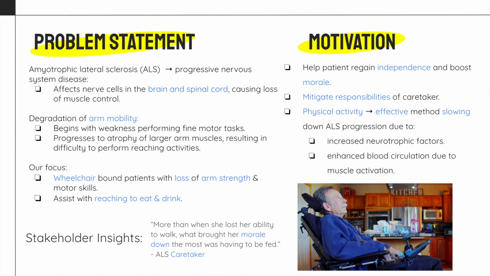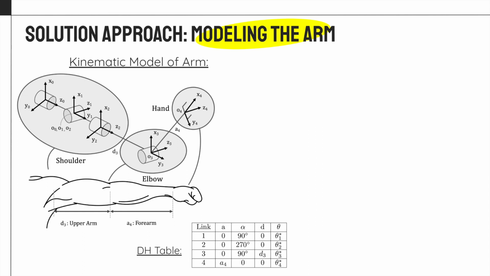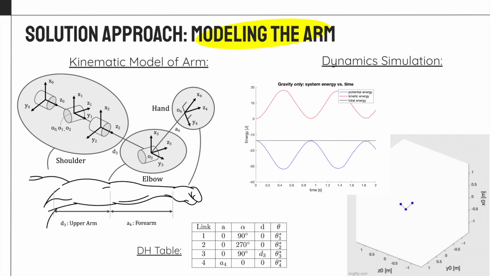Now we'll go on to our solution approach. In developing a solution, we began by creating a kinematic model of the arm, with a 3 degree of freedom ball and socket joint at the shoulder and a revolute joint at the elbow. The corresponding DH table is shown below the schematic.